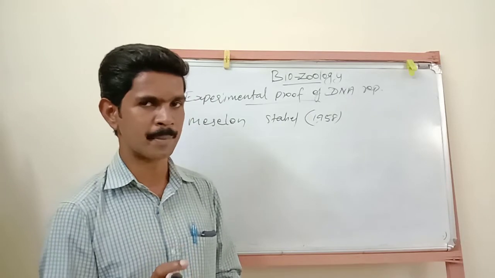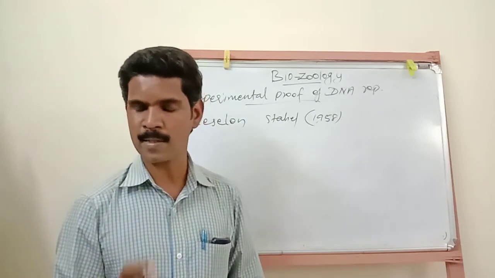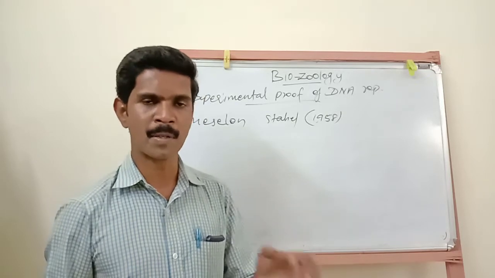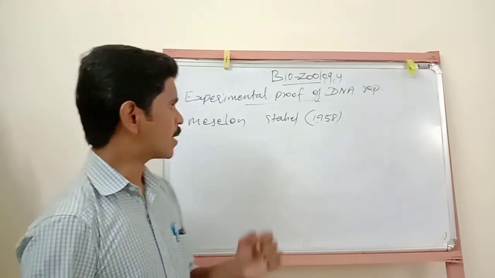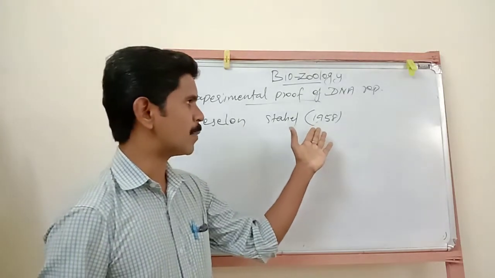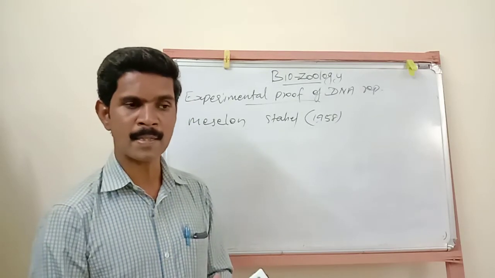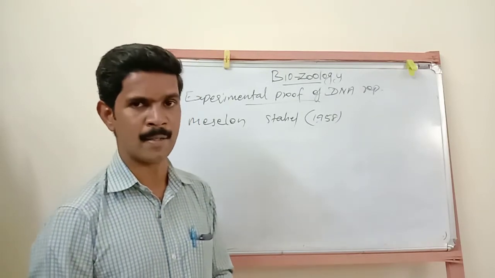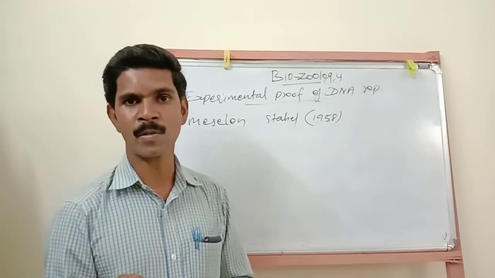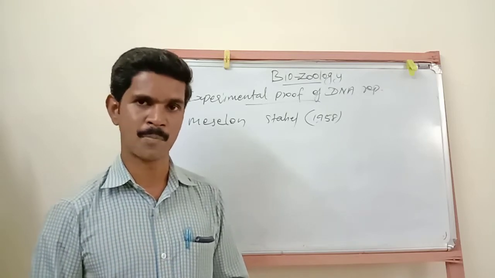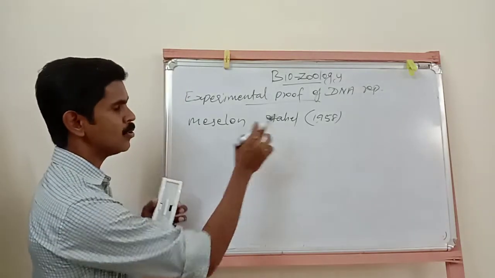Already I told you three types of replication processes are there: conservative, dispersive, and semi-conservative. Some differences are there between these three replication processes. They did the experiment in 1958 with the help of Escherichia coli bacteria. At the end of this experiment, they came to a conclusion that the semi-conservative replication process was the correct replication process. So listen very carefully. Now we are going to study the experiment done by these two scientists.